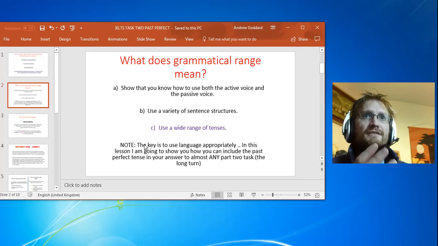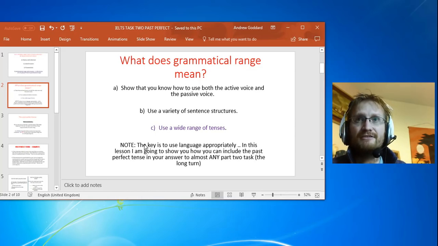So, what does grammatical range mean? Well, it means things like showing that you know how to use the active and the passive voice, a range of sentence structures, but it also involves a wide range of tenses, and that is what we are going to look at in this lesson. But be advised, the key is to use the language appropriately.